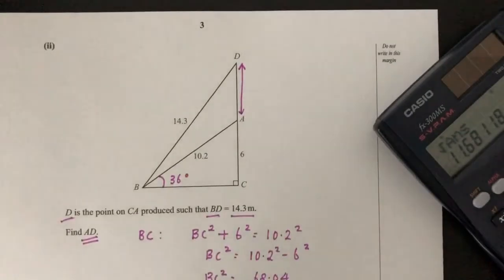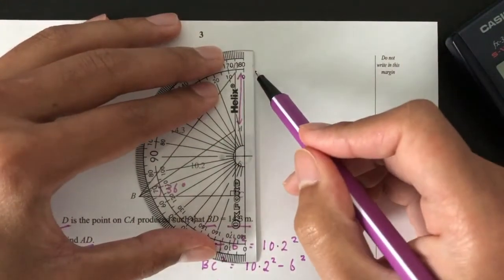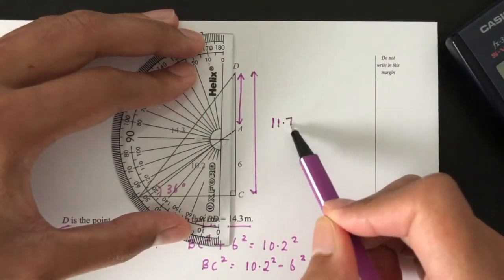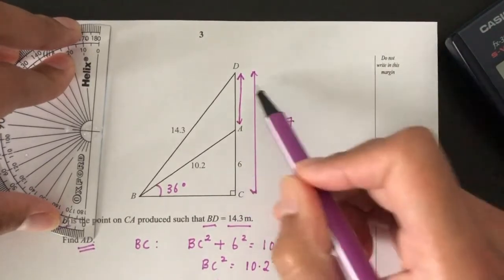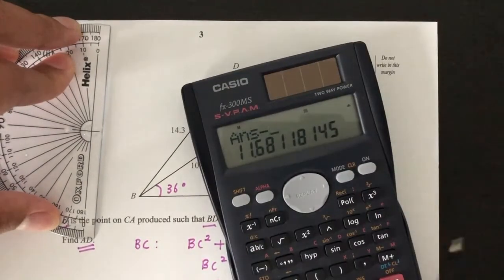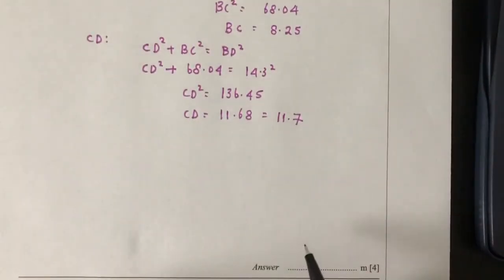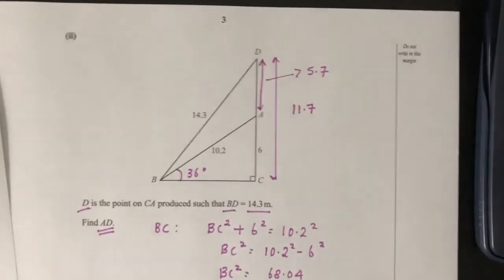Now if you go back to your drawing, to the diagram, you will see that CD is this big length. If this is equal to 11.7 and this is 6, so this will be 11.7 minus 6, that will be 5.7. So let's try. Yep, 5.668 to be exact. So your value for AD will be 5.68. And this is question number 1.